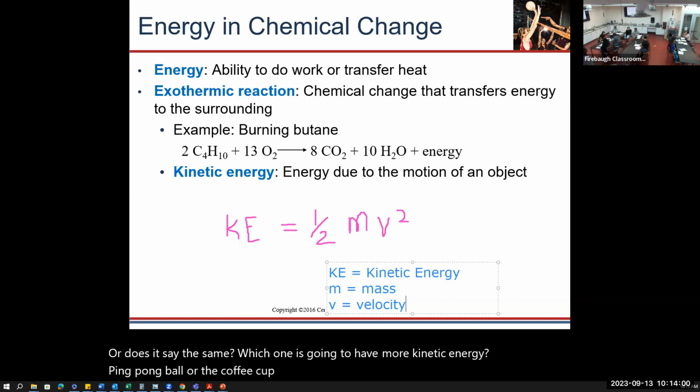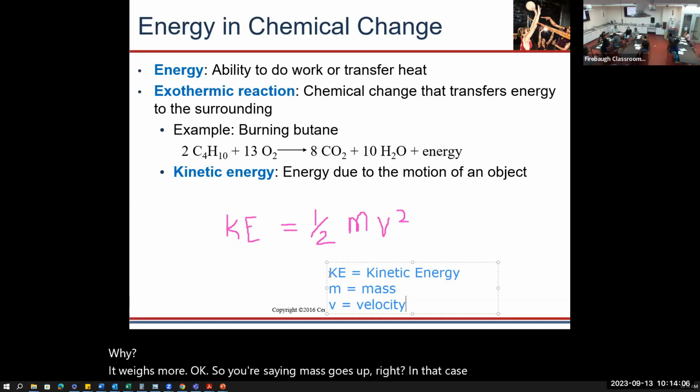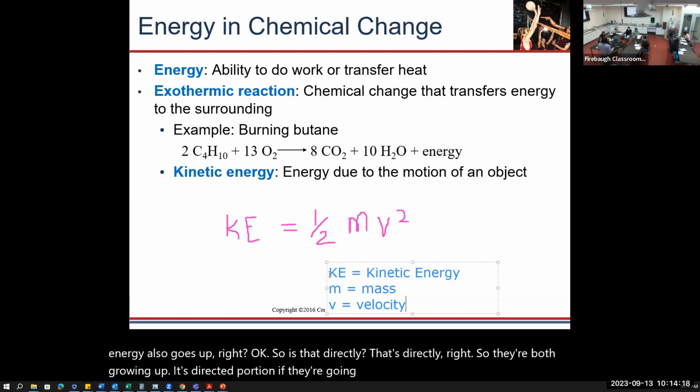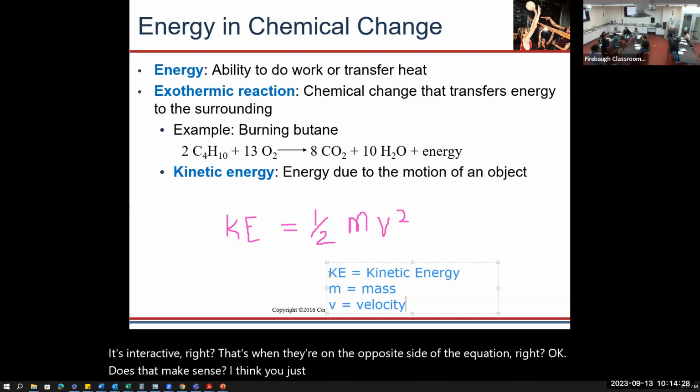It weighs more. Okay, so you're saying mass goes up, so then the kinetic energy also goes up, right? So is that direct? That's direct. If they're both going up, it's directly proportional. If they're going in opposite directions, it's indirectly proportional. That's when they're on opposite sides of the equation. Okay? Does that make sense? Okay.